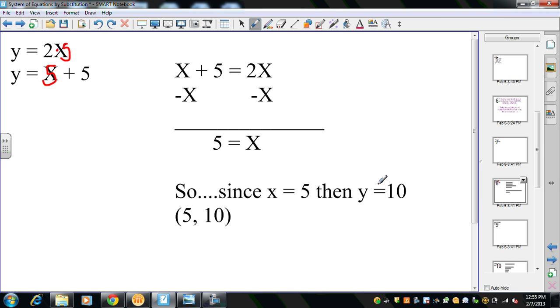But remember, our solution to a system is written like a coordinate. So this is how we write our solution. So the solution to this system right here is (5, 10). X is 5, y is 10. All right, let me give you another example.